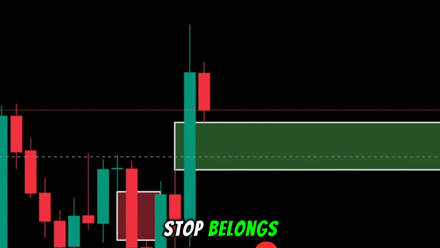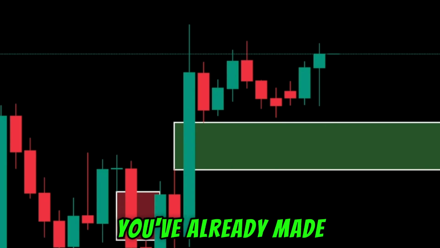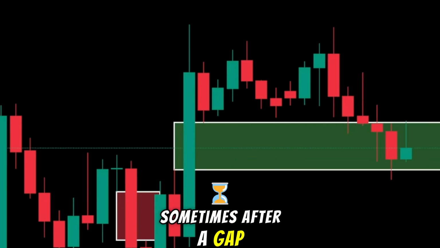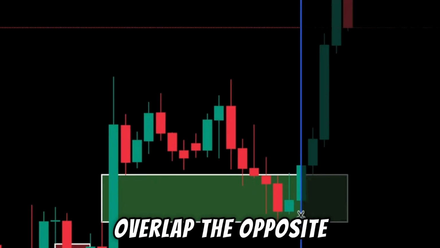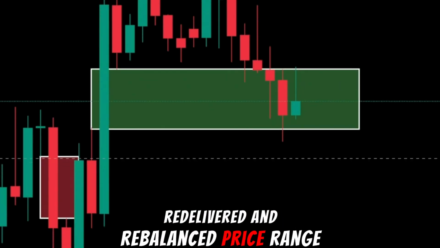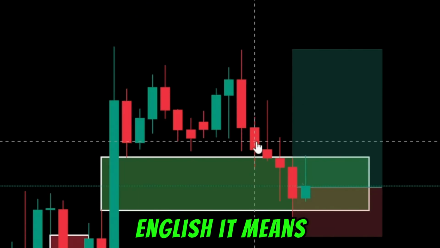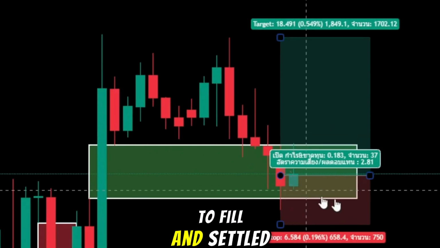Part 6. Breakaway gaps. Where the stop belongs. Last piece, and it's the one that protects money you've already made. Sometimes after a gap forms, price prints 3 candles whose wicks do overlap the opposite of a gap. That overlap is a redelivered and rebalanced price range. And in plain English, it means the market went back, filled what it needed to fill, and settled.